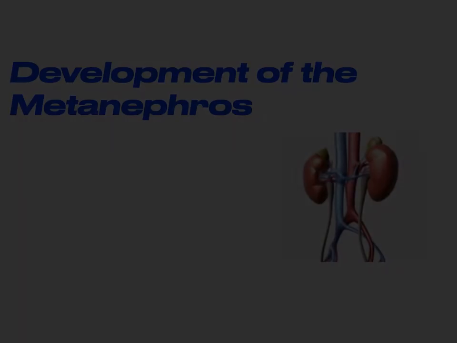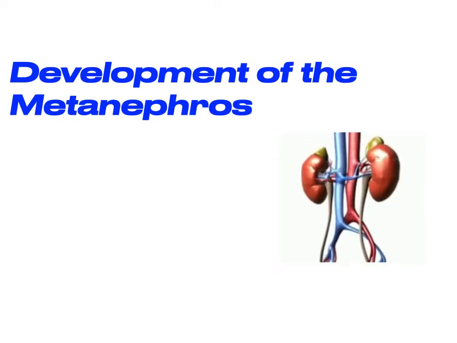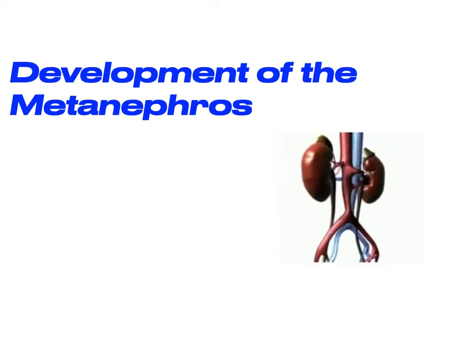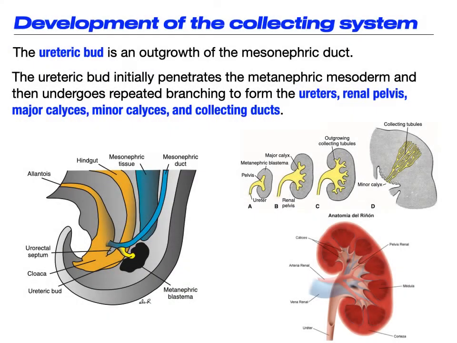Now we have to focus in more detail on how the metanephros gives rise to the kidneys. So, over time, the ureteric bud lengthens and it secretes growth factors that cause the metanephric mesoderm to grow. This is called reciprocal induction because the metanephric mesoderm and the ureteric bud promote each other's growth. Eventually, the ureteric bud reaches the metanephric mesoderm and grows into it.